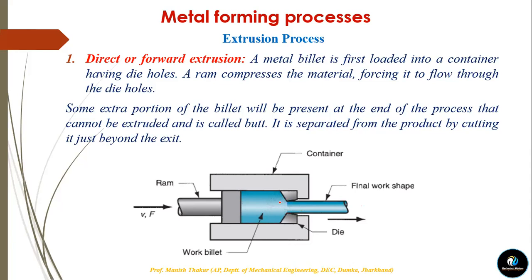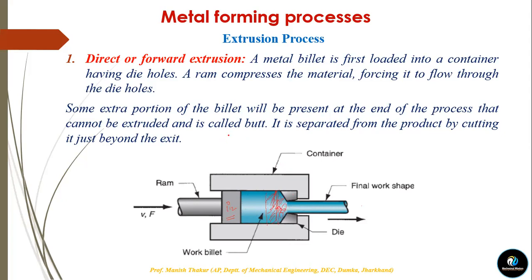ठीक है, तो अब last positions पे जब आएगा, तो what happens? देखो यहाँ पे, some extra portion of the billet will be present at the end of the process. When the process tends to end, what will happen? There may be some extra portions like this. This is the initial position of the ram. I suppose this is the final position of the ram, right? What will happen after reaching the final position? The metal will not be extruded further, right? This is the remaining metal. This will not be extruded further.